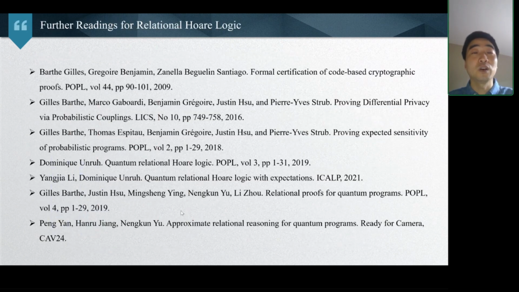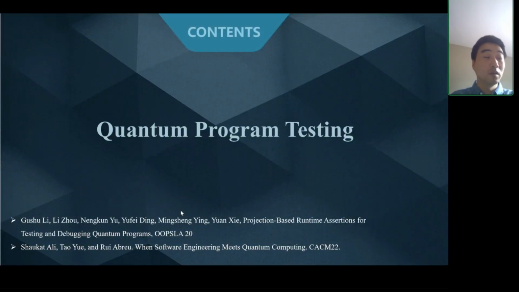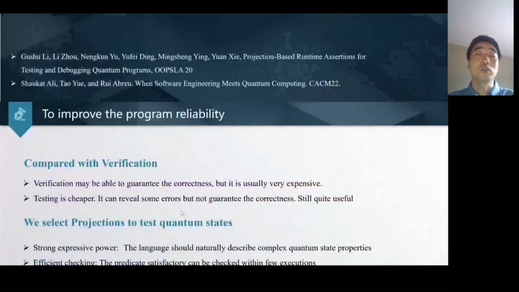So these are further readings of the quantum Hoare logic. So now I come to the last part. It's called quantum program testing. So mostly from my work on Uppsala 20 and this ASM paper. Very short. Okay.